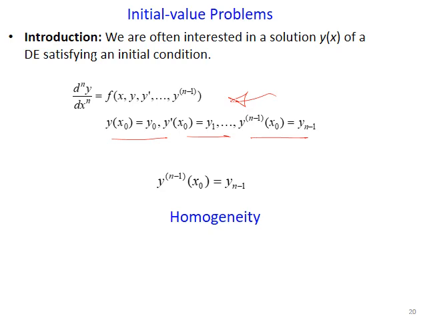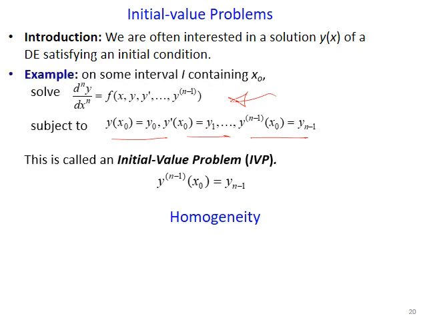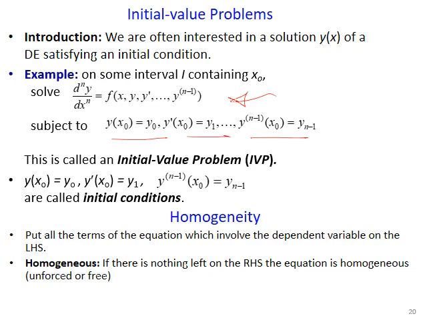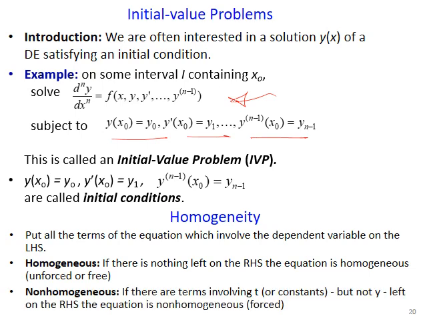Another property I would like to define here is homogeneity. Homogeneity is when all terms involving the dependent variable are on the left hand side, and on the right hand side we have 0. Then this means that this is homogeneous. And if it is not like this, we call it non-homogeneous.